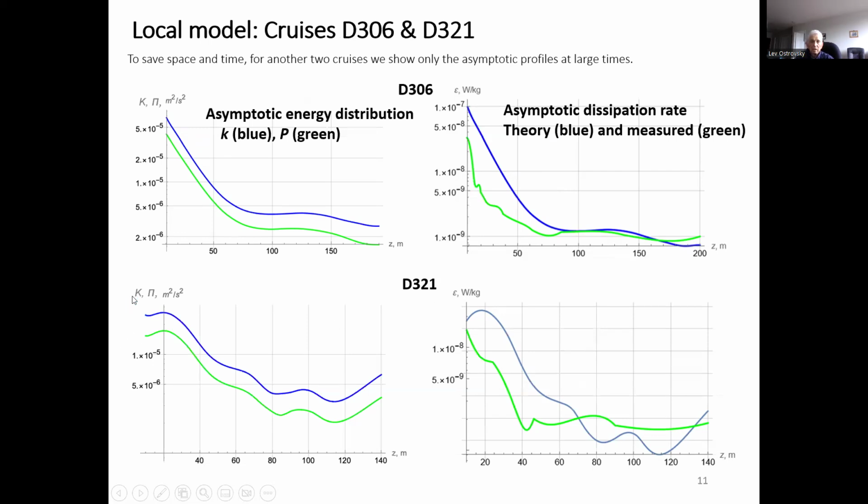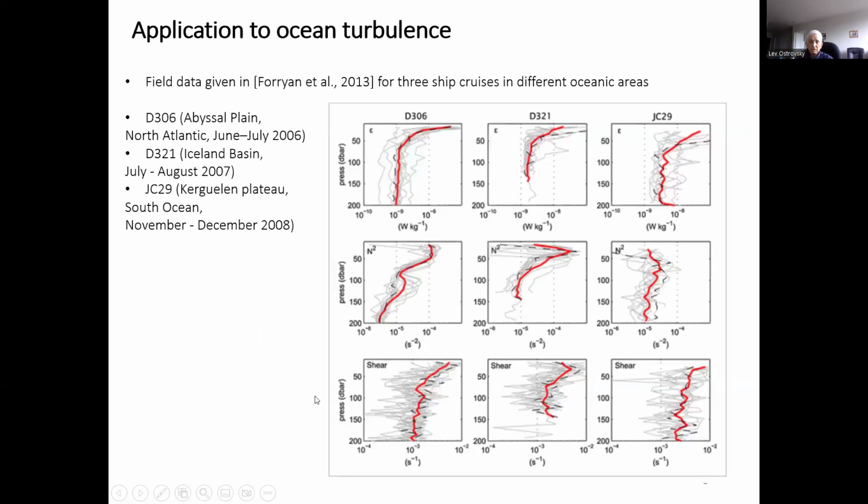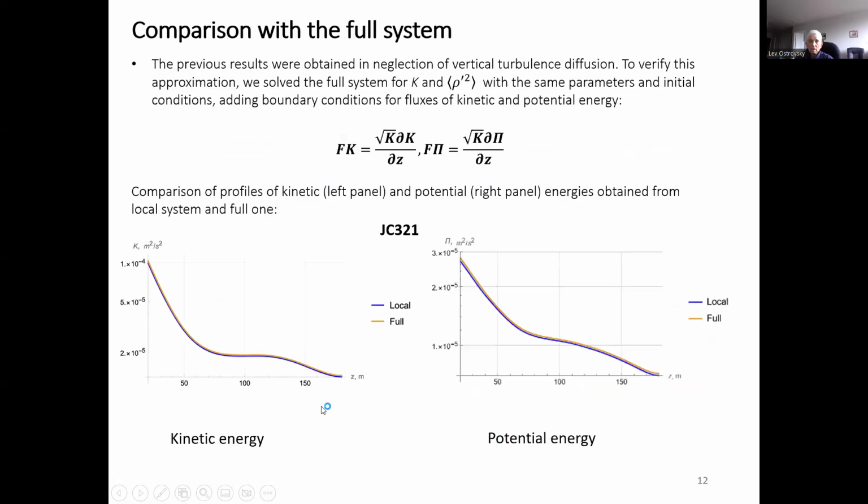What else here? Yes, this is the kinetic energy for another cruise. So now we have all three. And this is also blue theory, green experiment. And also typically it's almost the same here. It's also very close here. And the only thing, maybe here we have more than an order in this area only. But it is the case when the dispersion is especially big. So it's not surprising.